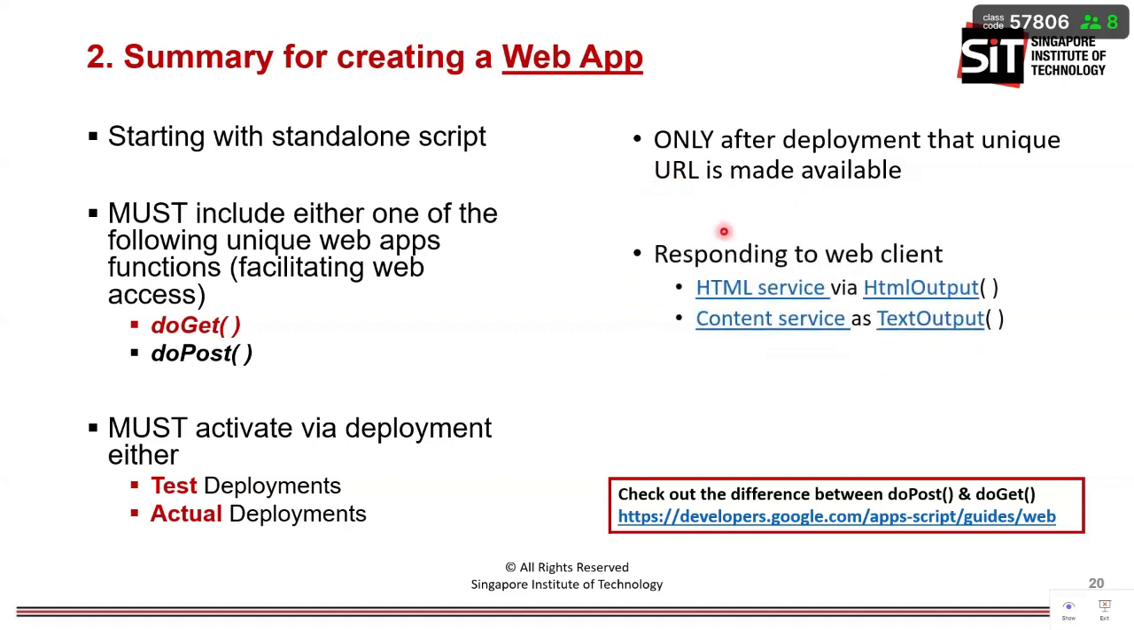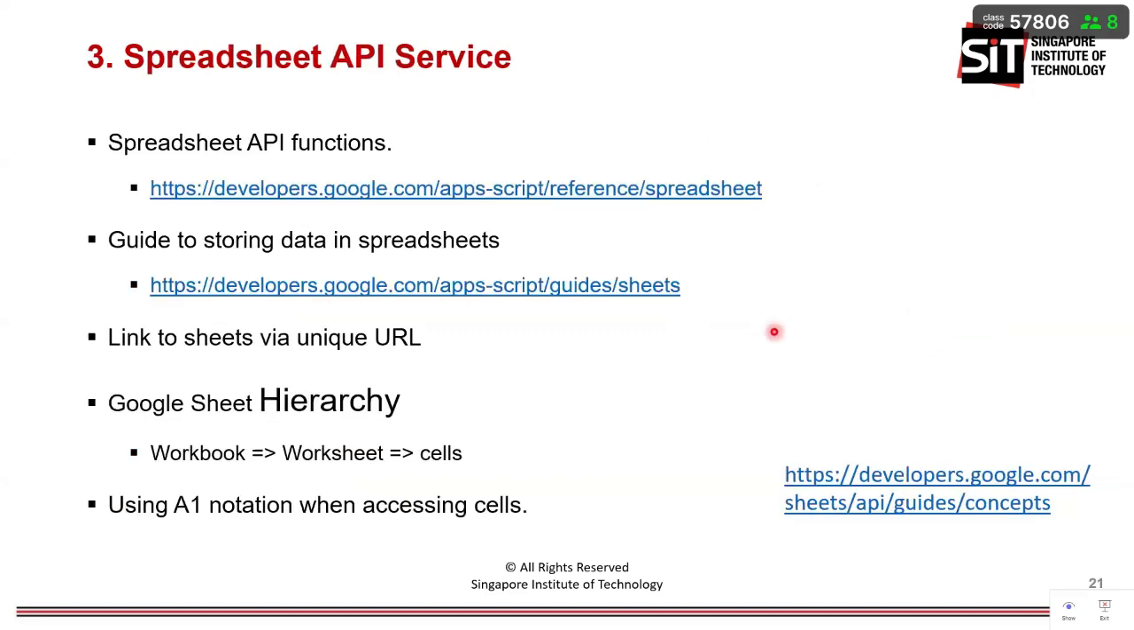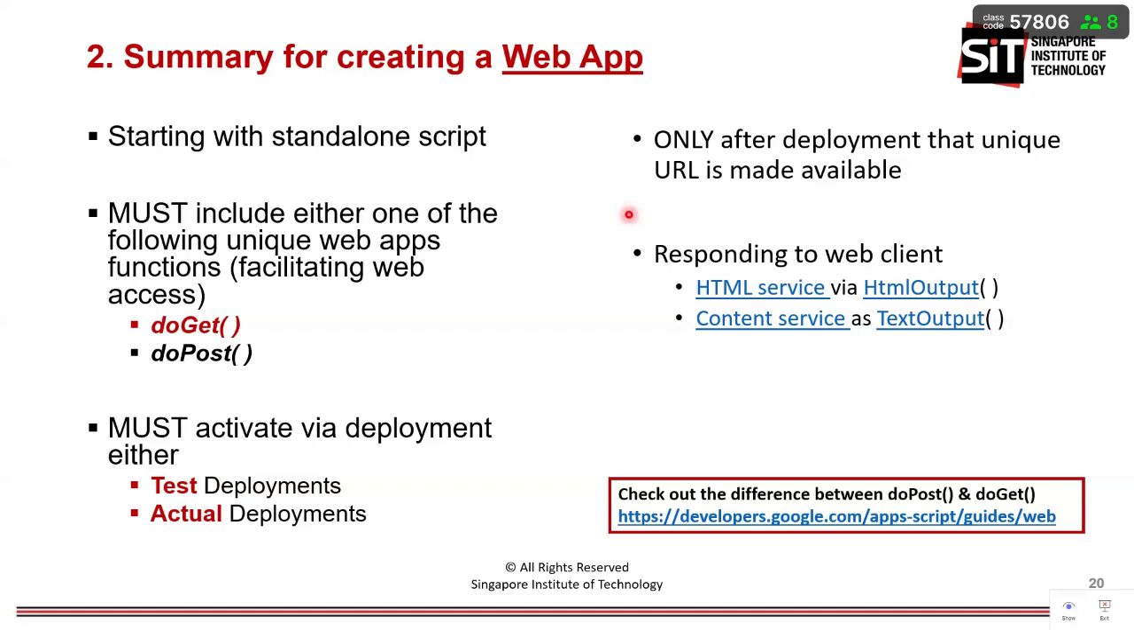Finally, remember when we send data to ThingSpeak, it replies to us. So if your web app also wants to reply to your client, you can use some of these functions. You can use the HTML output to reply, or simply do a text output to send text information back to your client. So this covers how you can generally create a web app within GAS.